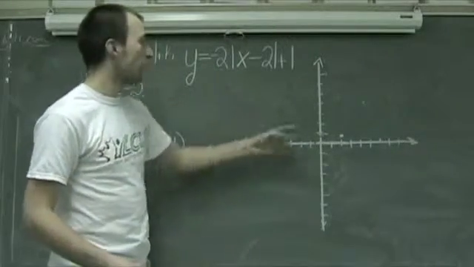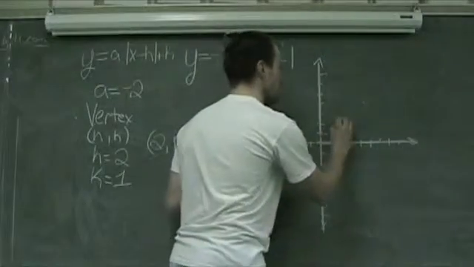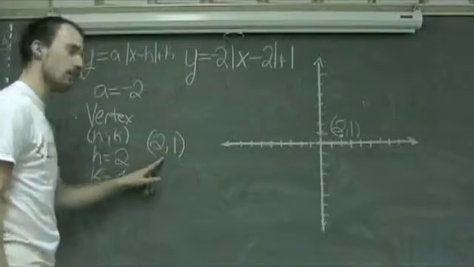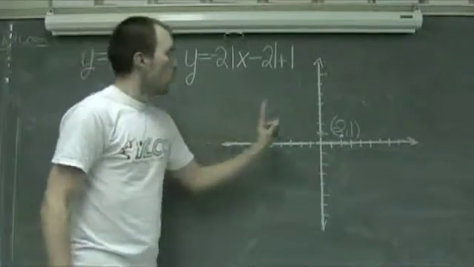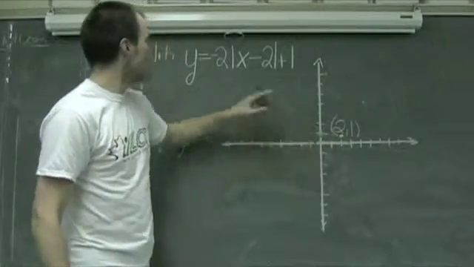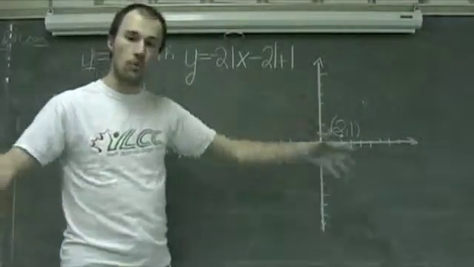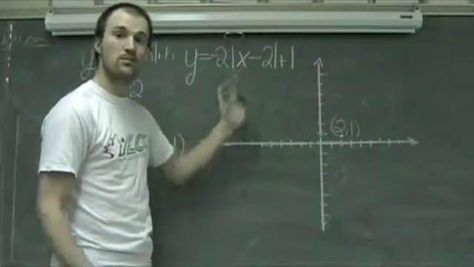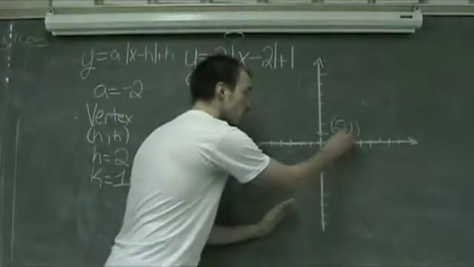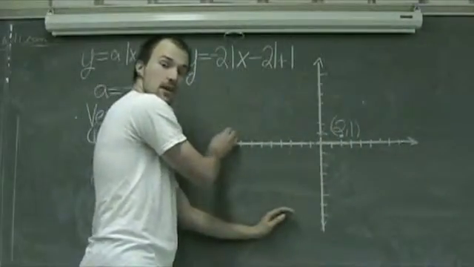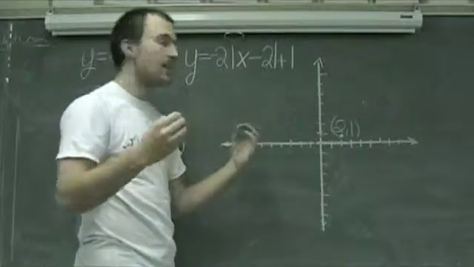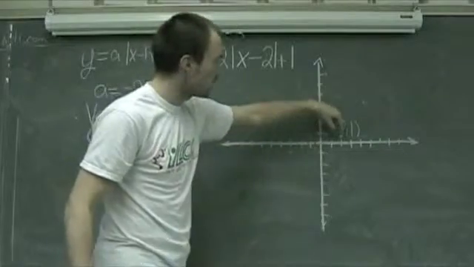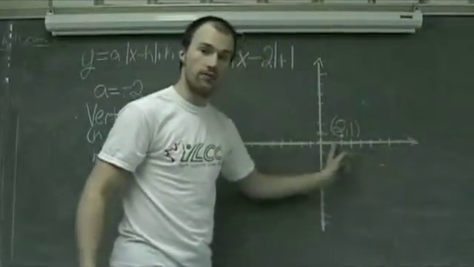Now that we have our vertex here at the point 2, 1, from what we had found, we're going to have a negative 2, so this will be opening down. We're going to have the opposite of what we see. The opposite of a negative 2x means a slope of positive 2x for everything to the left of the vertex, and a slope of negative 2x for everything to the right of the vertex.